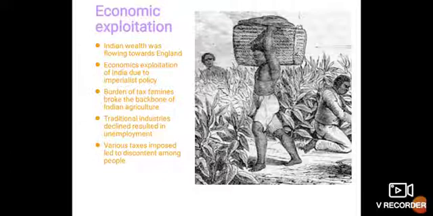One after another, they imposed new taxes, revenue systems, land taxes, various kinds of revenue and taxes were imposed by the Britishers, due to which a lot of discontent was growing among all the Indians, and they wanted to revolt against the unjust policies of the British.